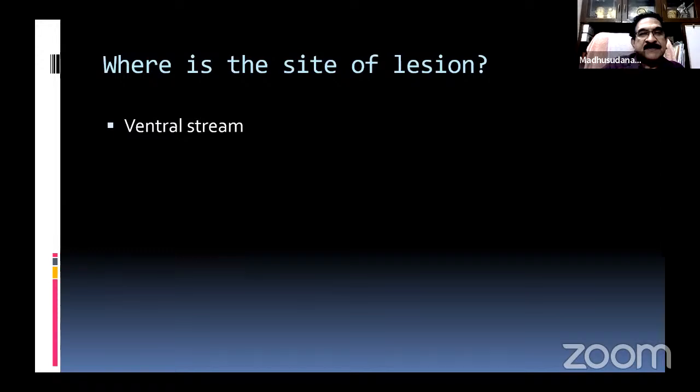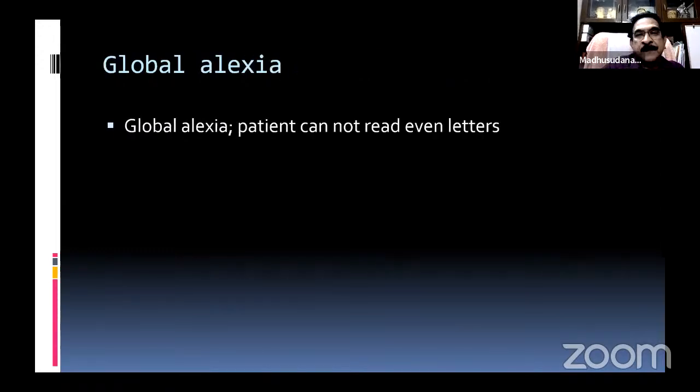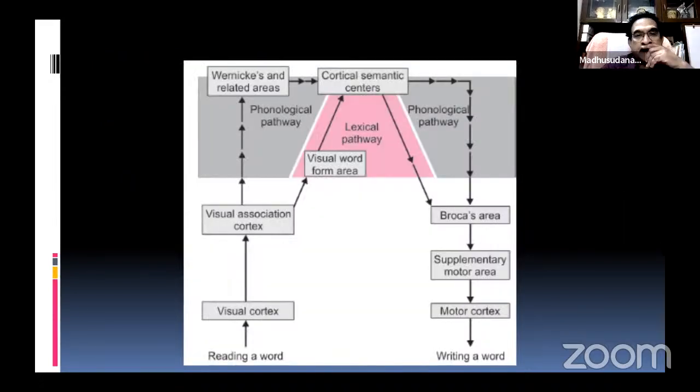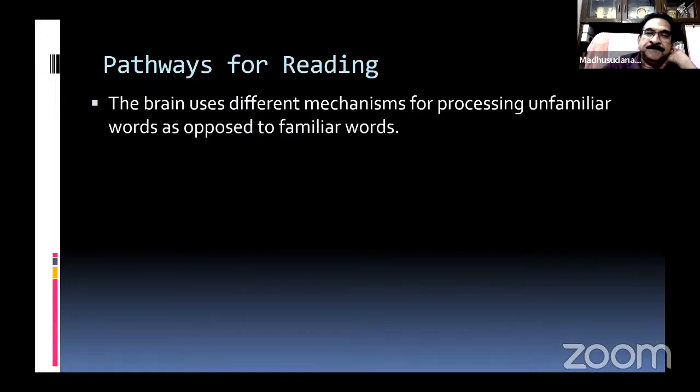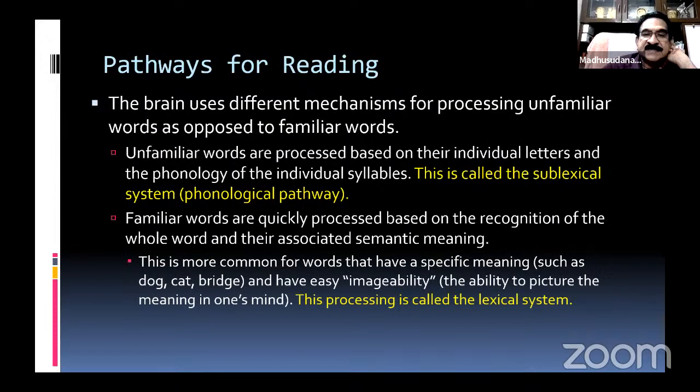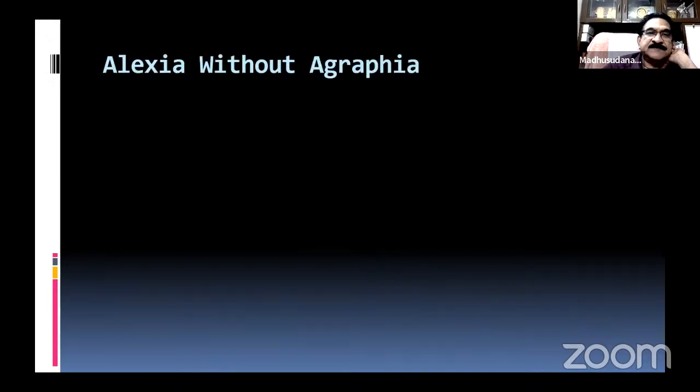This alexia with agraphia, there is an exciting lesion in the ventral stream. Global alexia is susceptibility to visual verbal disconnection induced by damage to the white matter pathways, disrupting the transfer of visual information to the left hemisphere perisylvian language areas. Now this I will skip. There are two pathways for reading. I don't know whether this is relevant to our patient. One is the sublexical phonological pathway, the other is the lexical pathway. This I will skip.